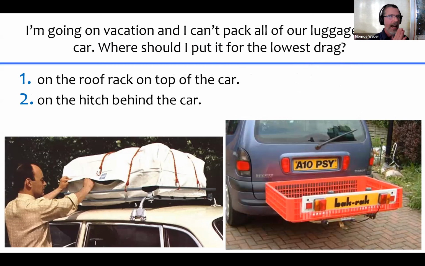Okay, so now let's apply it. So now, Patrick, a quiz, not a quiz, no points taken off, only fun learning. So I'm going on a vacation. I can't pack all my luggage in my car because I'm taking too much stuff with me. So where should I put the luggage for the lowest drag? I can either put it on the roof rack on top of the car, or I can get one of those little bumper or hitch racks and put it on the hitch rack. Where should I put it to get the best fuel mileage? Of course, the real answer is just don't take so much stuff on your vacation.